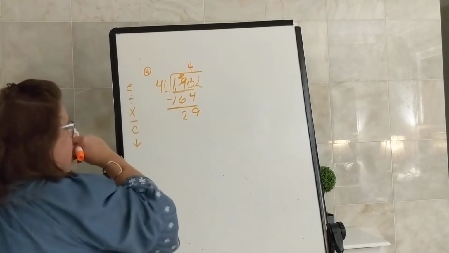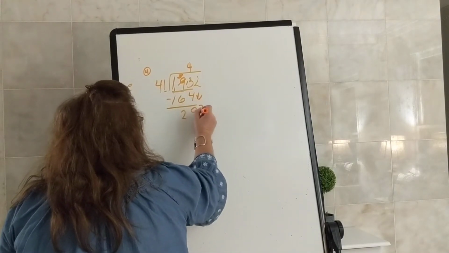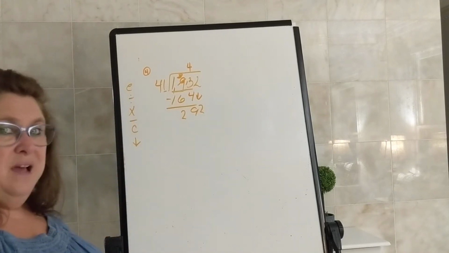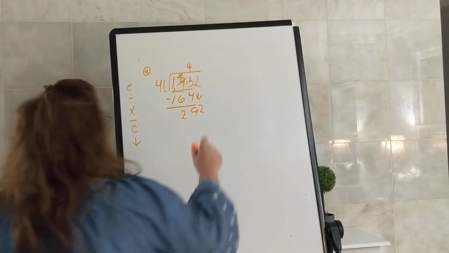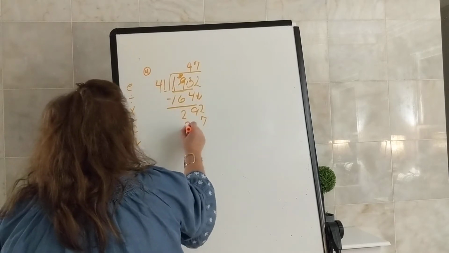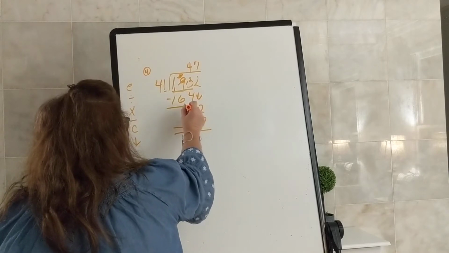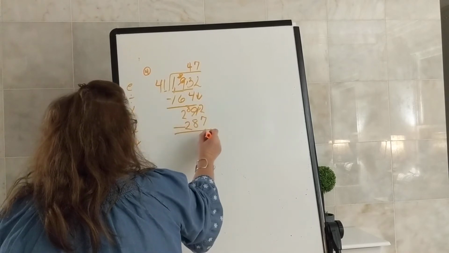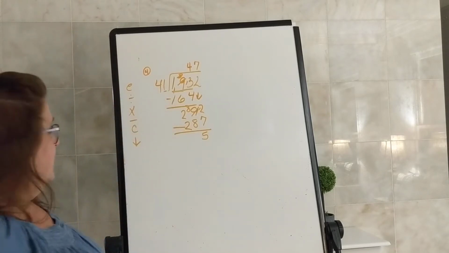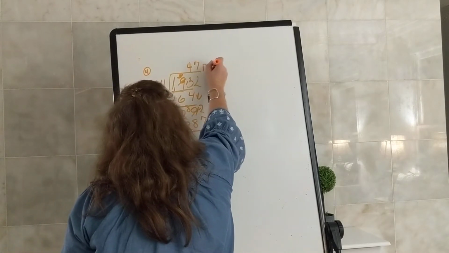Is 29 smaller than my divisor 41? Yes, it is. So I bring down my next digit, which is a 2. How many times can 4 go into 29? Well, 7 times 4 is 28, right? So I'm going to put my 7 at the top. 1 times 7 is 7. 7 times 4 is 28. I subtract. I can't say 2 minus 7. Borrow from the 9, make it 8. 12 minus 7 is 5. Is 5 smaller than my divisor 41? Yes, it is. There's nothing else to bring down, so 5 is my remainder.